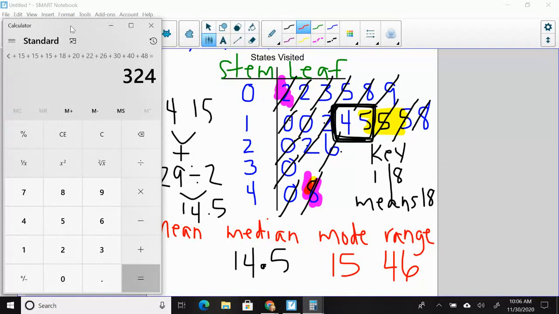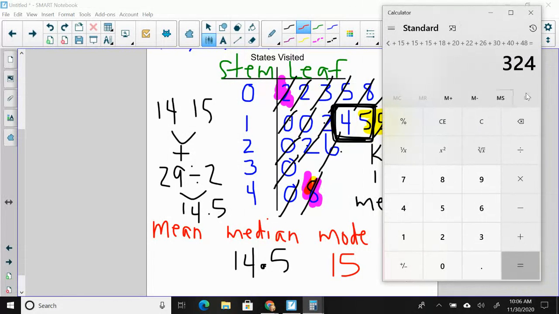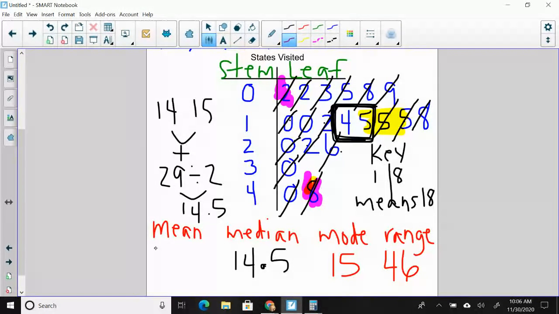324. Again, that is not our answer because we don't even have 324 states. That wouldn't make any sense. So we're going to take that 324 and divide it. 324 is the total number of states all those 20 people have visited. When you divide it by 20, let me write this down real quick: 324 divided by the 20 people. We're going to get an average, a number between 2 and 48, or a fair share.